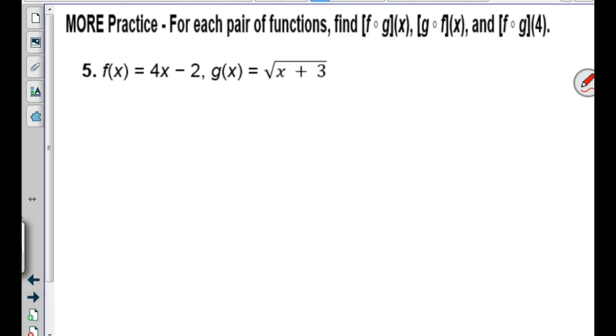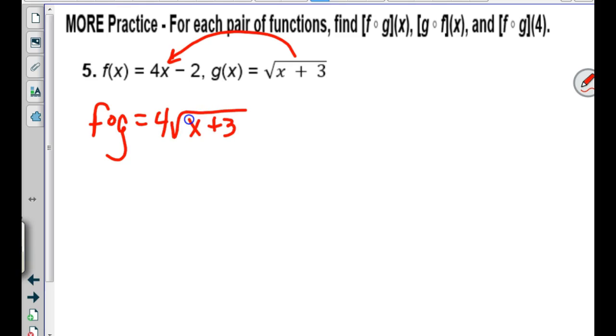All right, let's see if we can do this. G into F. So G into F would be all of this goes in here. So it would just say 4 square roots of x plus 3 minus 2. Can I simplify that? Nope. The good news is we're done. Except what's the restriction?